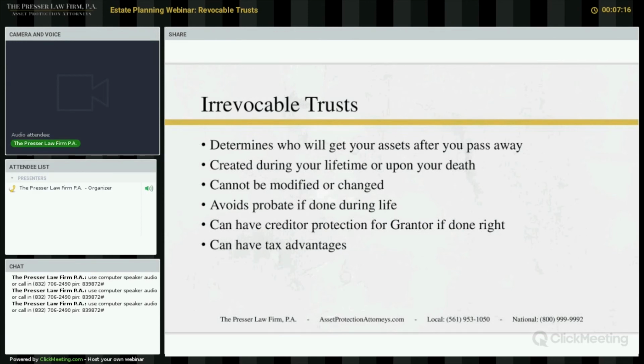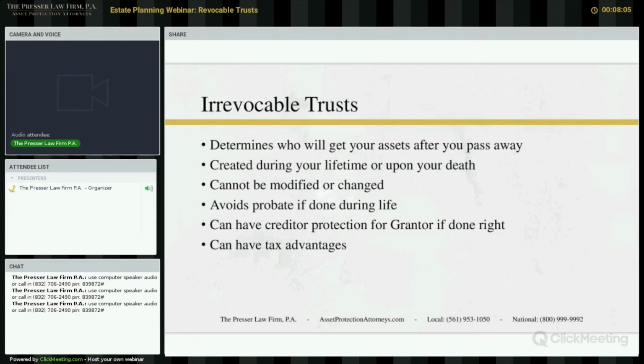The irrevocable trust will also determine where your assets are going to go when you pass away, so that's no different than the revocable trust. The irrevocable trust can be created during your lifetime, or it can be triggered as a trust to be created at death, which we call a testamentary trust. The irrevocable trust cannot be modified or changed, except under certain circumstances where you empower what we call a trust protector or a trusted advisor who is given certain powers under the irrevocable trust and might be able to make some changes. But the grantor cannot make those changes. The irrevocable trust also avoids probate.